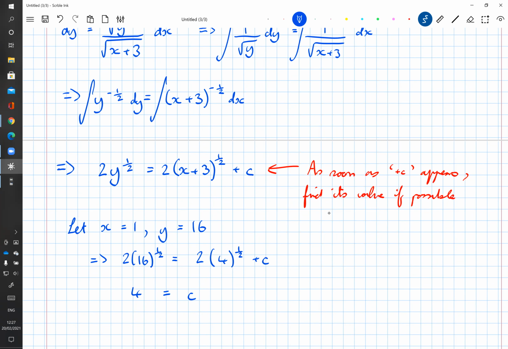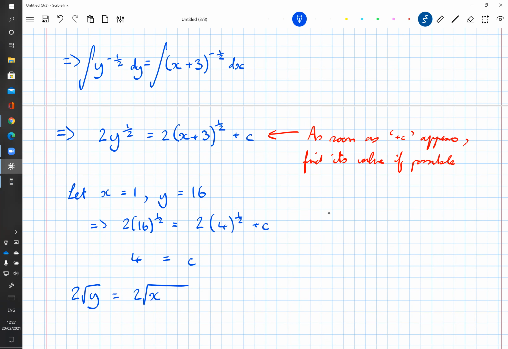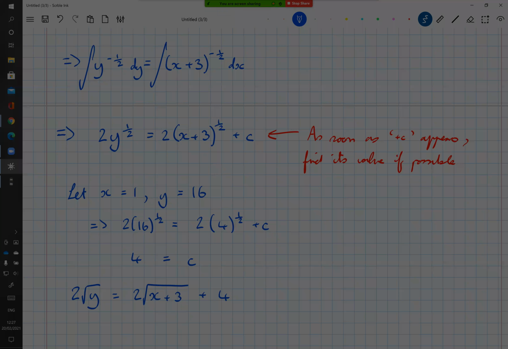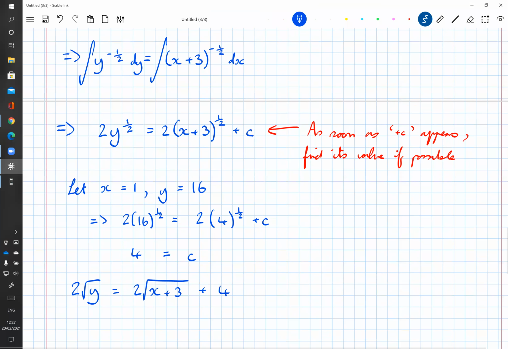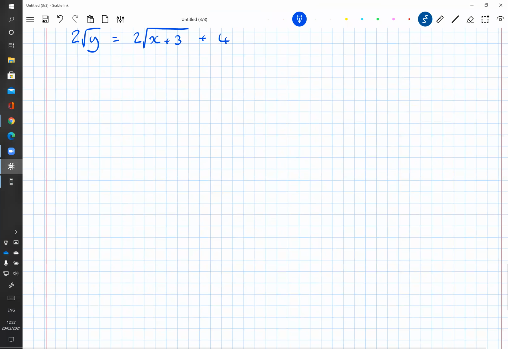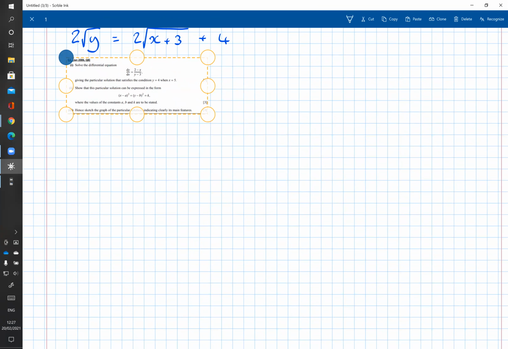Probably is nicer to write it in normal form like that. 2 root of x plus 3 plus 4. So quite often, differential equations questions can be asked in a certain context. So let's have a look at a couple of exam questions to do with this now.